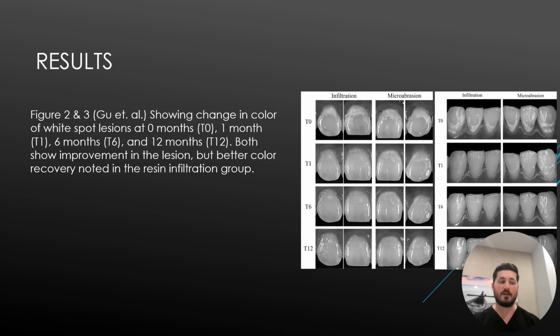And we're still compiling all the articles to be used, so here's some preliminary results. This is a figure taken from a study by Gu et al. showing change in color of white spot lesions at 0 month, which is T0, 1 month T1, 6 months T6, and 12 months T12. Both of these do show color improvement, but the recovery in the resin infiltration group on the left side has shown better aesthetic outcomes and has lasted longer than microabrasion.